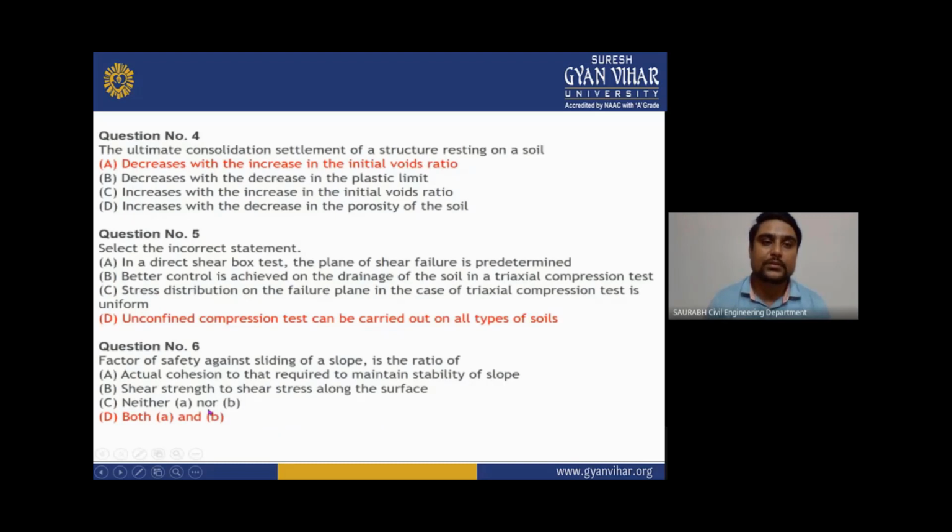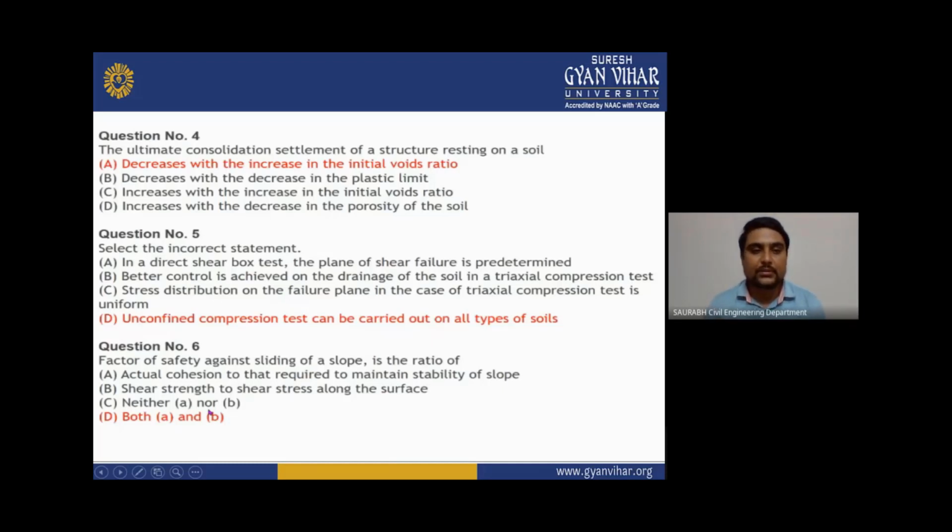Now the fourth question: the ultimate consolidation settlement of a surface resting on soil decreases with an increase in the initial void ratio, decreases with a decrease in the plastic limit, increases with the initial void ratio, increases with a decrease in the porosity of the soil. Here the right answer will be decrease with the increase in the initial void ratio.